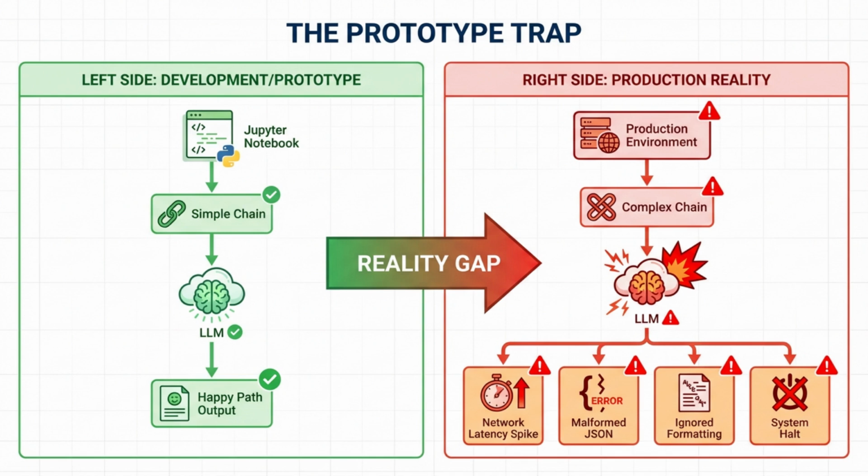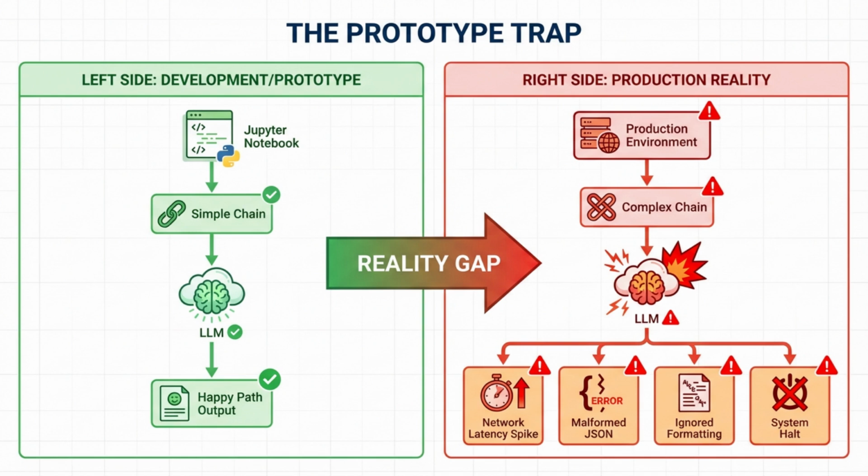But then production happens. Look at the right side. Same code, different reality. Network latency spikes freeze your application. The LLM decides to ignore your carefully crafted formatting instructions. JSON comes back malformed. And suddenly, your entire system grinds to a halt.